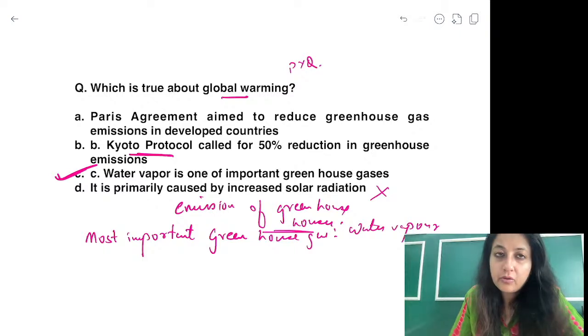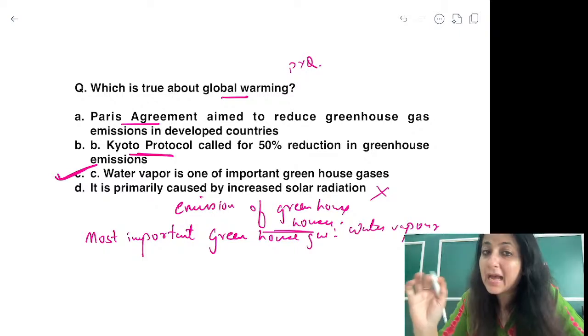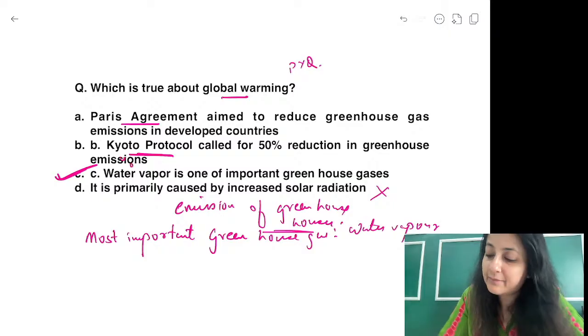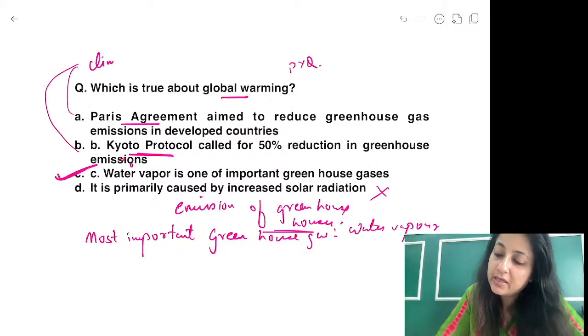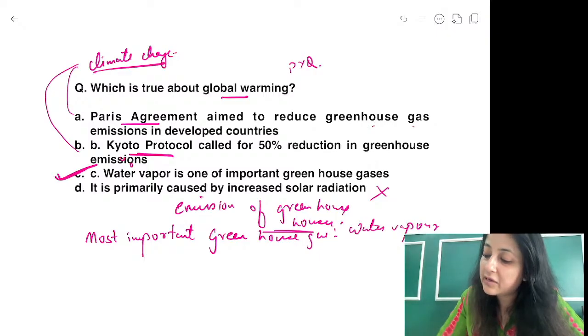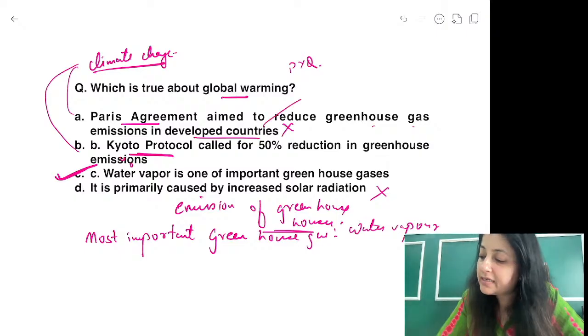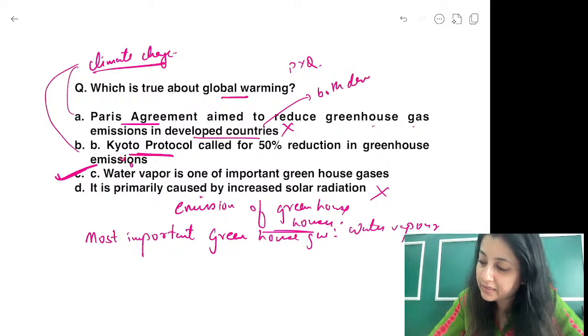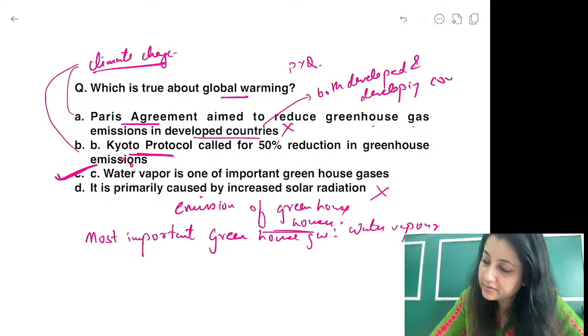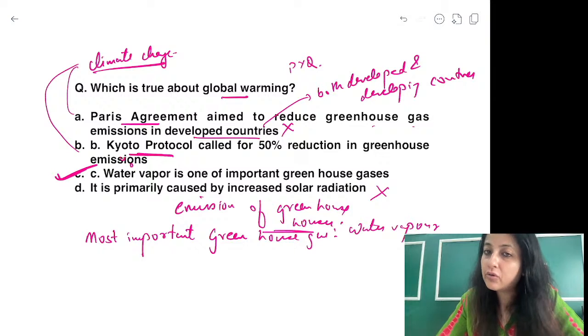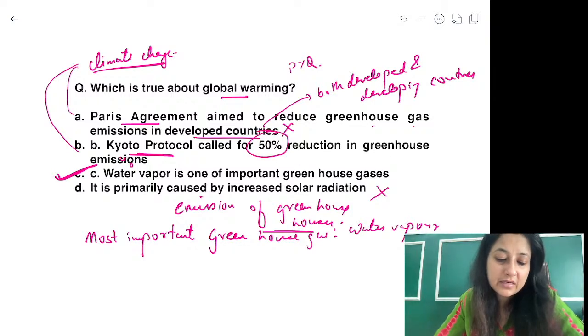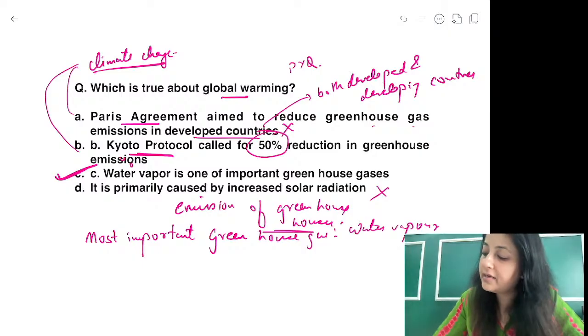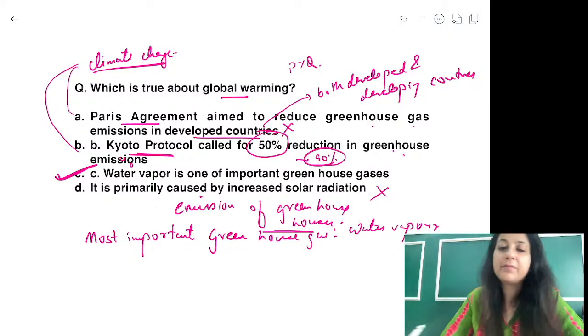There was a Kyoto protocol and there was a Paris agreement also. These two protocols are for climate change. Paris agreement and Kyoto protocol are initiatives to protect the climate. Paris agreement was to reduce greenhouse gases in developed countries. No, it targeted both developed and developing countries, not just developed countries. And Kyoto protocol called for almost 90% reduction in emission of greenhouse gases. Am I clear? Everybody understood?